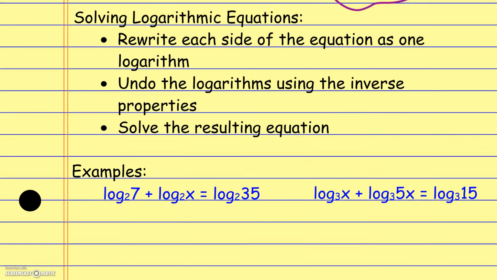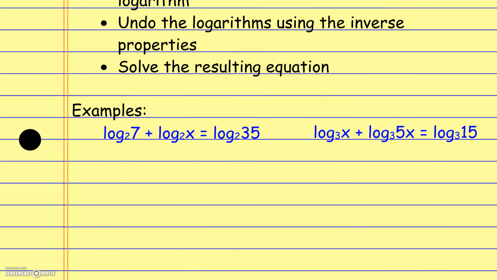For example, when I look at something like this guy, right now there's more than one logarithm on the first side of this equation, so I have to rewrite it. So addition I can rewrite as one logarithm, and I multiply inside the logarithm. So this becomes log base 2 of 7x. Now it's all written as one logarithm, so from here I can use that property to undo some things.